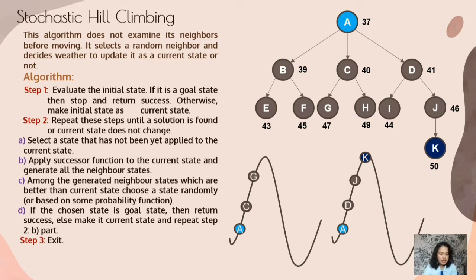So since the goal state K is here and G is the last initial state, the algorithm assumes that it is the best optimal solution, that it is the highest peak, which it is not. So that is the downside of stochastic hill climbing.